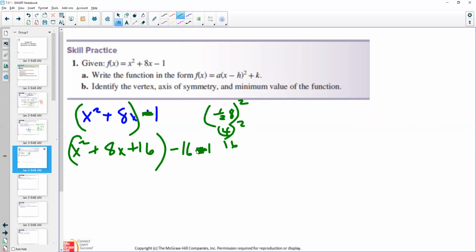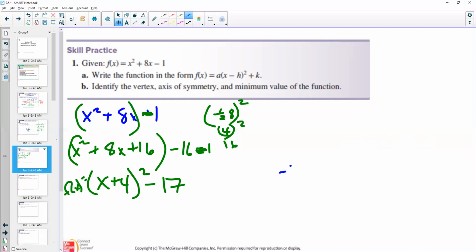Look at my equation. The inside is going to be x plus 4 squared, minus 16, minus 1 is minus 17. Now we have our function written the way we want it. So now we have to tell them some stuff. They want to know the vertex.